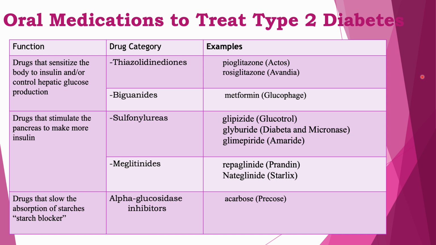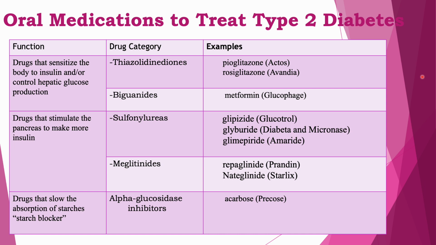Examples of your thiazolidinediones are your Actos and Avandia. And for your biguanides, the main example here is metformin, also known as Glucophage. And we'll go over Glucophage in the next slide.